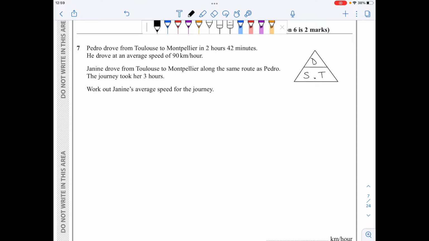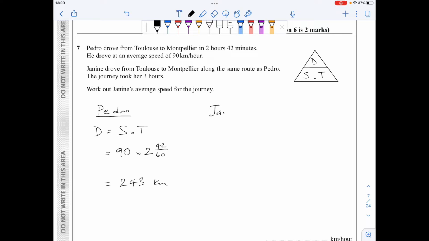So for Pedro, we have distance equals speed times time. The speed is 90 and the time is 2 hours and 42 over 60. Remember, that's not 2.42 but 2 and 42 out of 60. There is a button for mixed fractions on the calculator, so this will give you 243 kilometers.